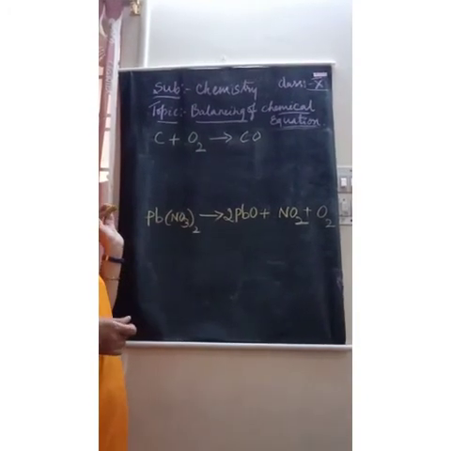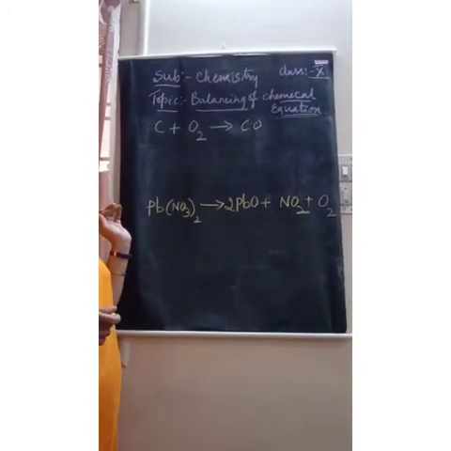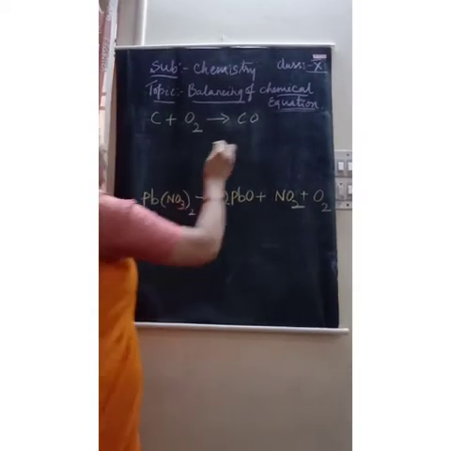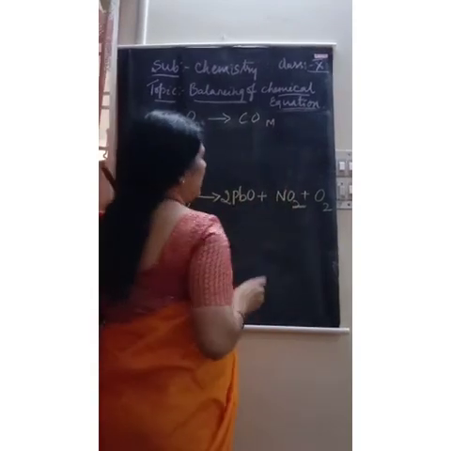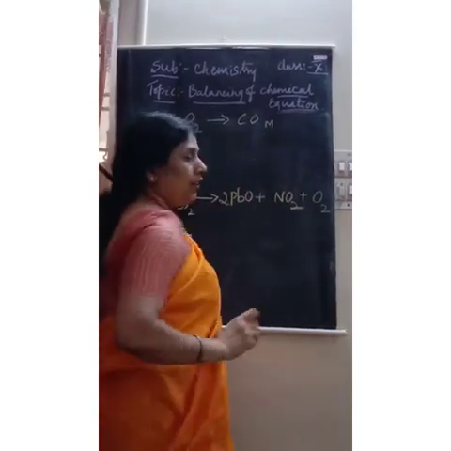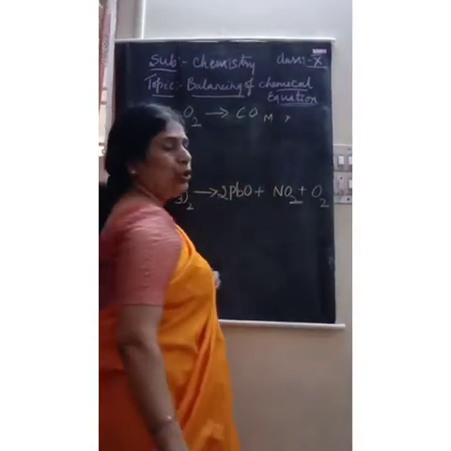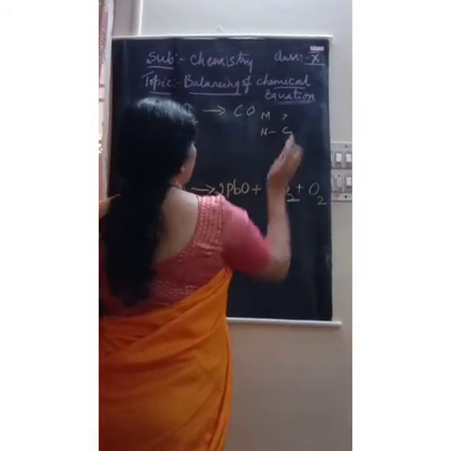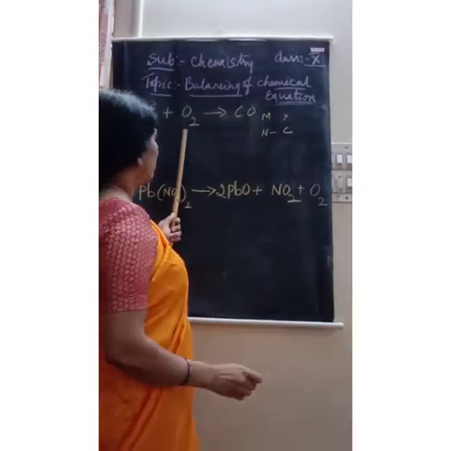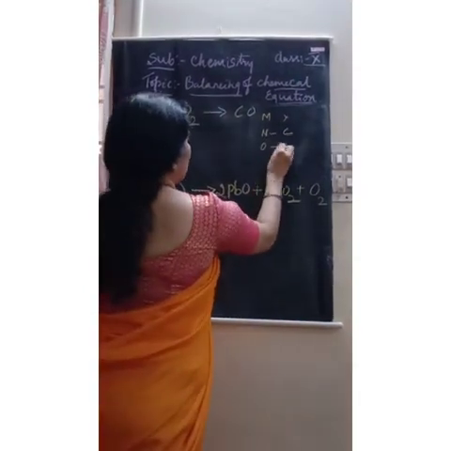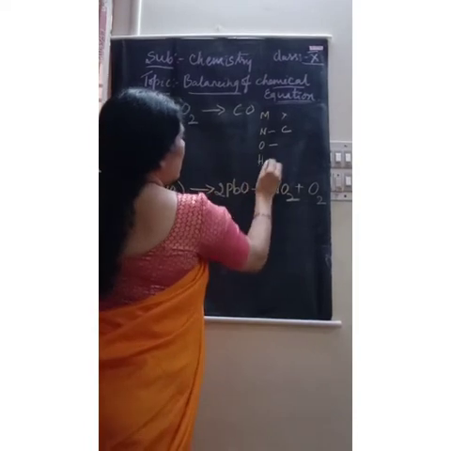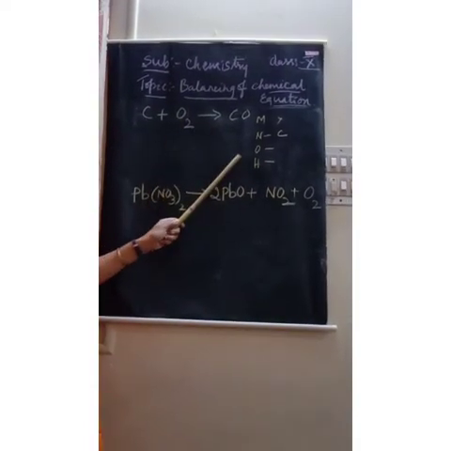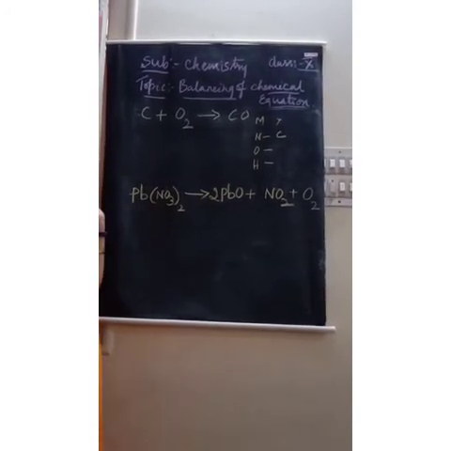Okay. How can we balance in this easy method? First, what is the step, children? We have to identify the metals. Any metals are there in the given equation? No. Carbon belongs to non-metals. So, the second step is non-metals, carbon. Next, what we have to observe? We have to observe the oxygen. Next, hydrogen. Here, what are there? Only carbon, non-metal, and oxygen. No hydrogen, no metals. Easy only.